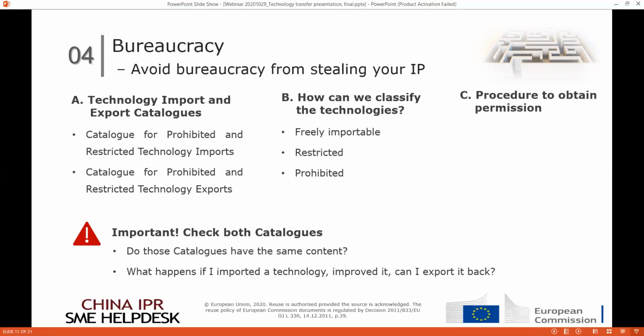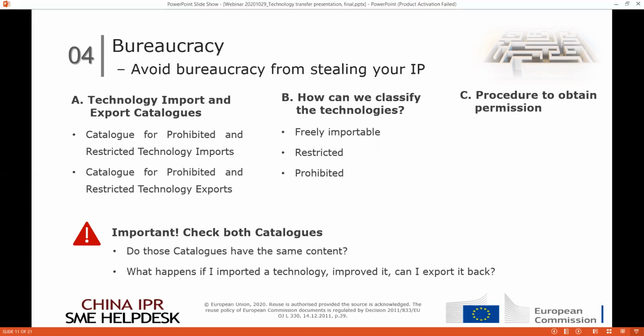So why is this important? Because if your company is planning to transfer a technology into China, this means to import the technology in order to develop it, get an improved version of the same technology, and then export it out of China to, for example, your headquarters in Europe. Well, if this technology is able to be imported but unable to be exported, then you won't be able to. So when analyzing the usage of the technology, you have to keep in mind both catalogs.